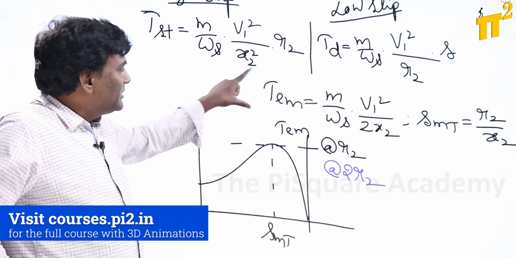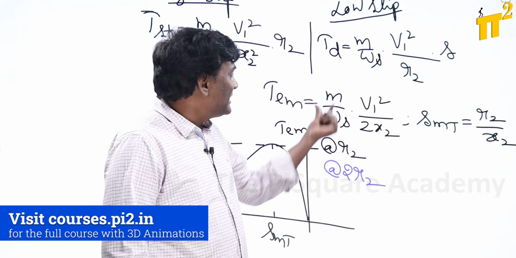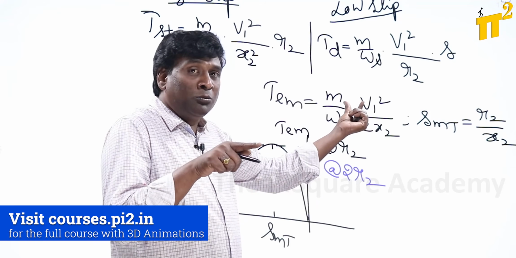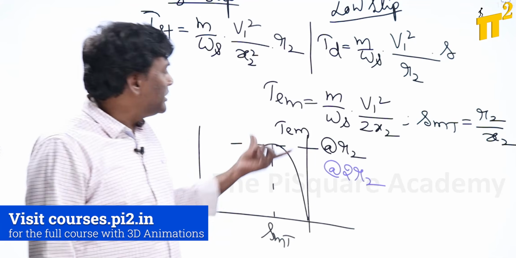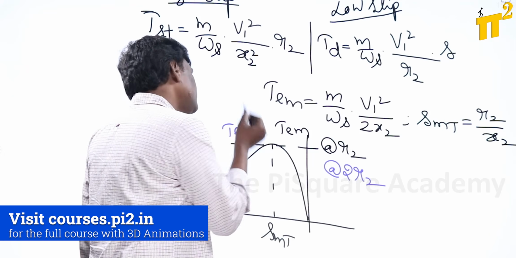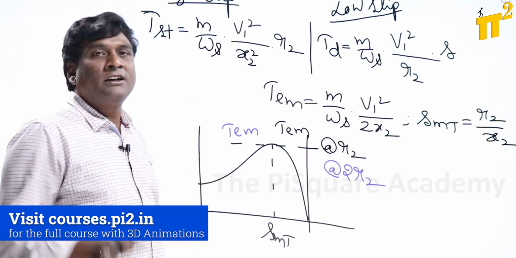Okay, now let us think of pull out torque. Pull out torque, is it going to change or not? No change, because m by omega s is there, V1 square by 2X2 is there. Previously V1 was variable, but now in rotor resistance method V1 is going to be same. Rotor resistance we are going to change, rotor resistance term is not there, so TEM will not be changed. If you change rotor resistance, pull out torque is not going to change.